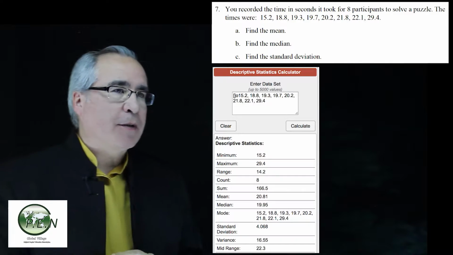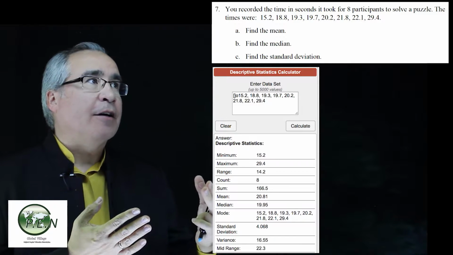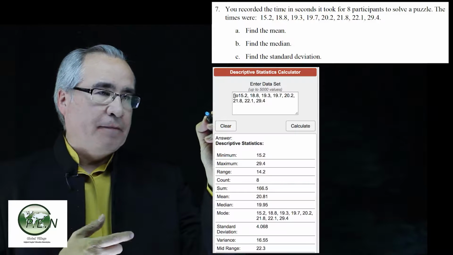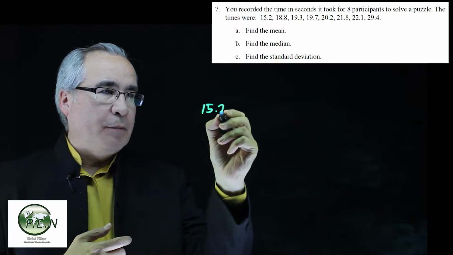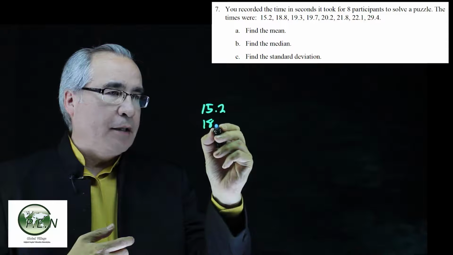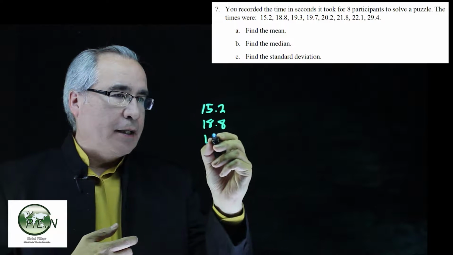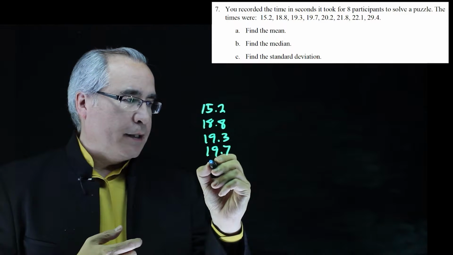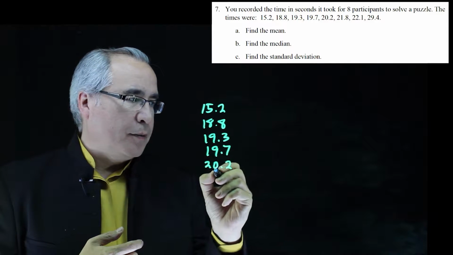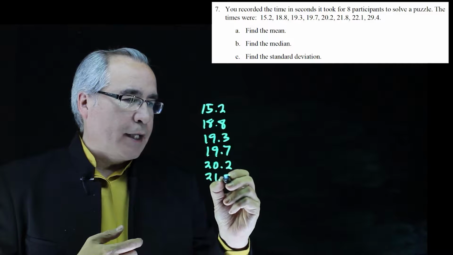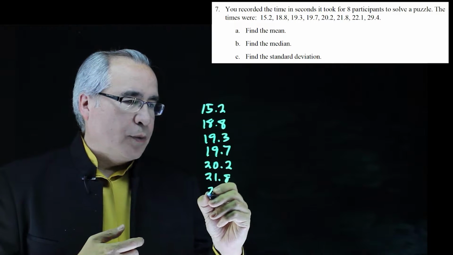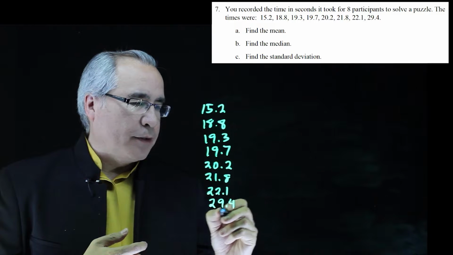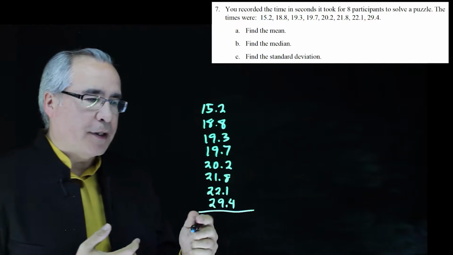So first, for the mean, what we're going to need to do is take the data and add it all together. So I'm going to start listing it down here vertically. 15.2, 18.8, 19.3, 19.7, 20.2, 21.8, 22.1, and 29.4. So it was nice that they put it all in order for us.